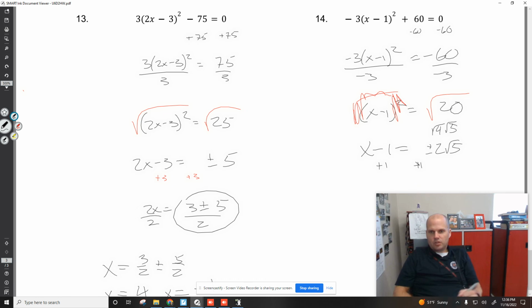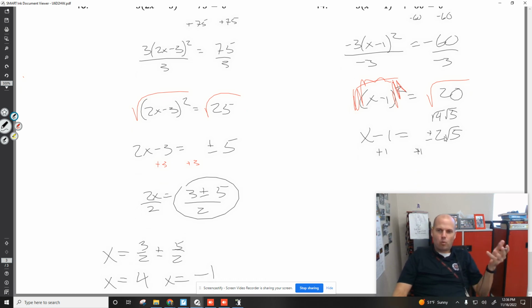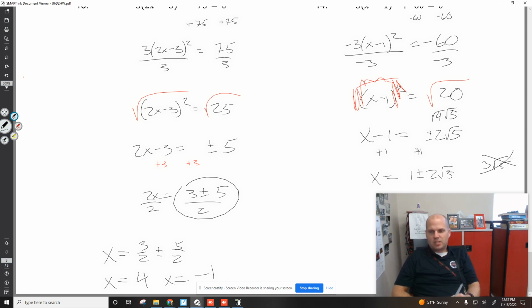Oh, what did I forget? Plus or minus. Now, again, we can't add 1 to 2 root 5. We can't add 1 to this number. We have to do it separately. And it turns out you can't simplify this at all. 1 can't be added to 2, and it's not 3 root 5. This is a common mistake.